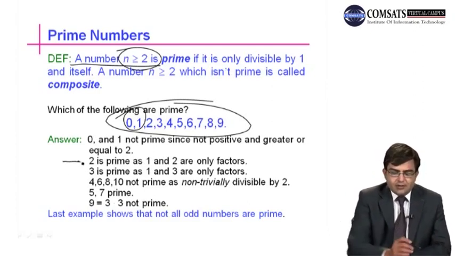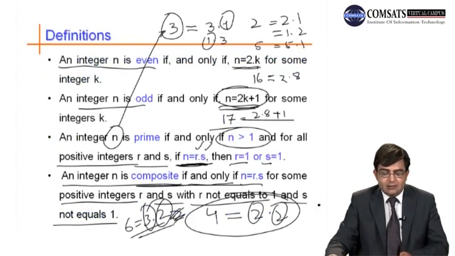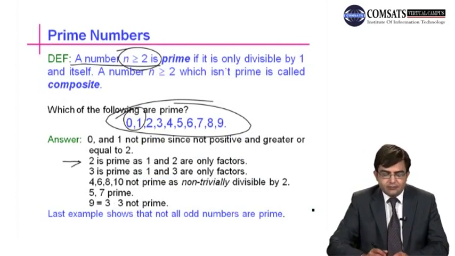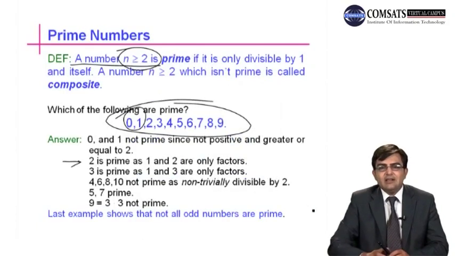So 2 is a prime number because 2 can be written as a product of 2 into 1 or 1 into 2, as we have seen in the previous slide. The only numbers which divide, or which are factors of 2, are 1 and 2 itself. So such types of numbers are basically prime numbers. The previous definition and this definition are basically equivalent, but we are saying them differently.